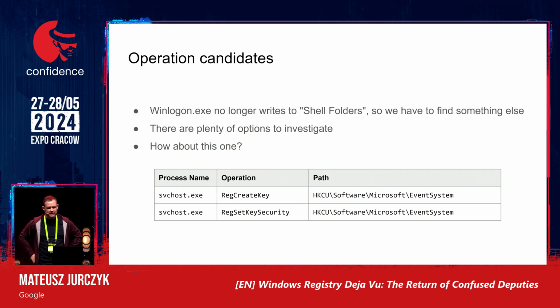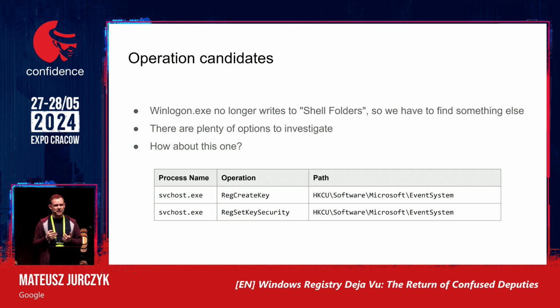So in 2010, together with Gynvael, we used a primitive of winlogon writing to a special key called shell folders, which would initialize the different kinds of paths for the environment, I think, such as my documents, my pictures, and so on and so forth. But that behavior is not existent anymore in Windows 11, so we have to find something else. But as you saw before, there are actually a lot of options to investigate.